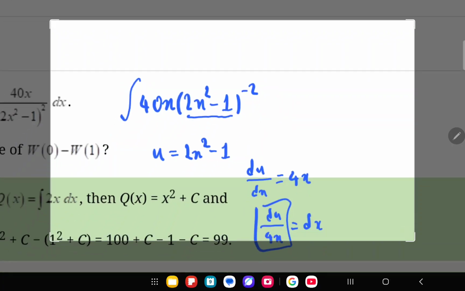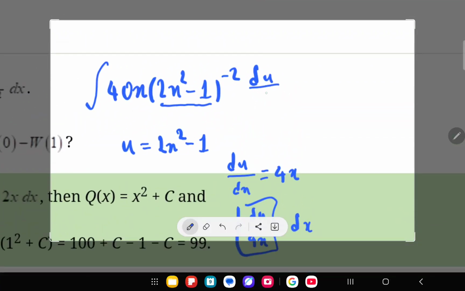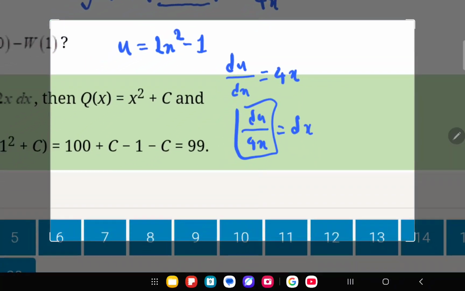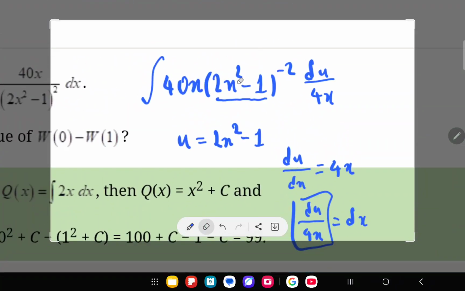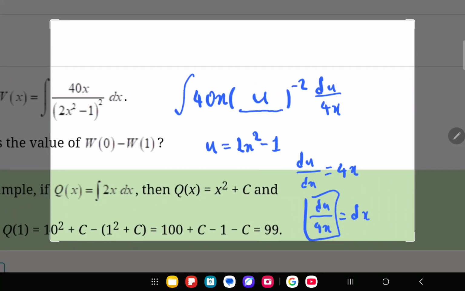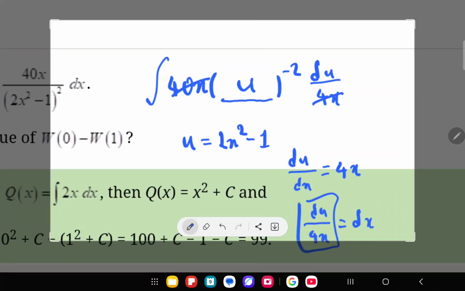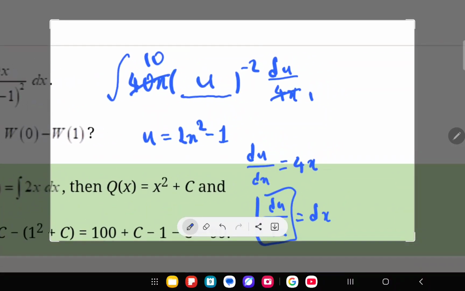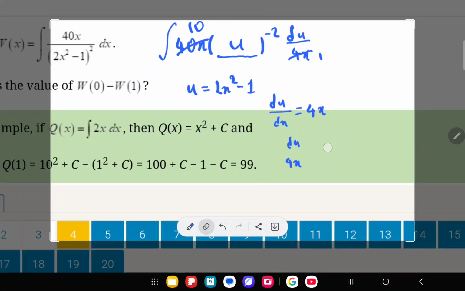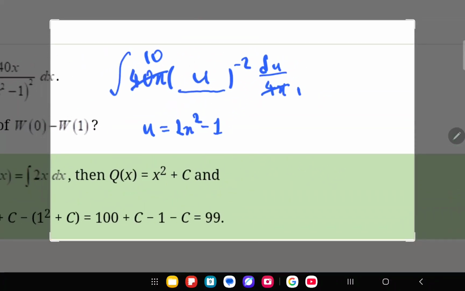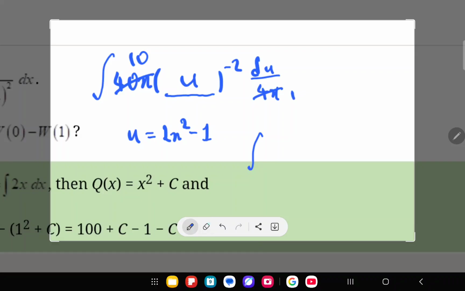So now we have this to replace with this. Let me just substitute, and I'll write du over 4x. And we'll just substitute u here. So we'll put u here. And we'll just cancel here. We can do cancellation here. This will become 10. This will become 1. So finally, after removing all this, we should get, sorry, okay, 10 u to the power of minus 2 du.